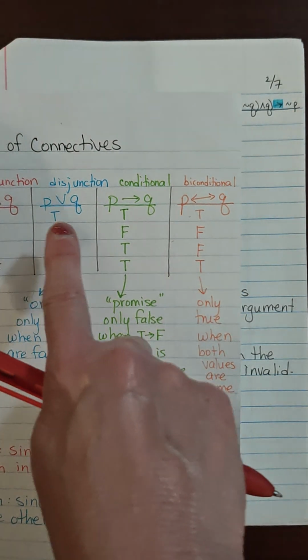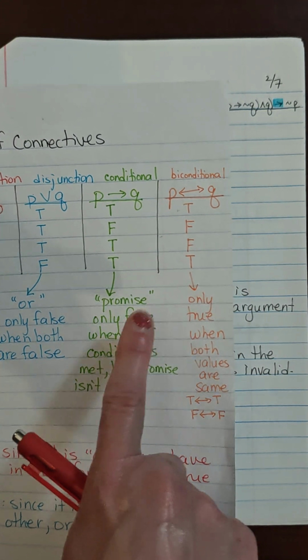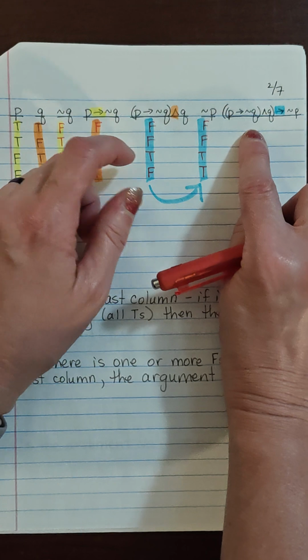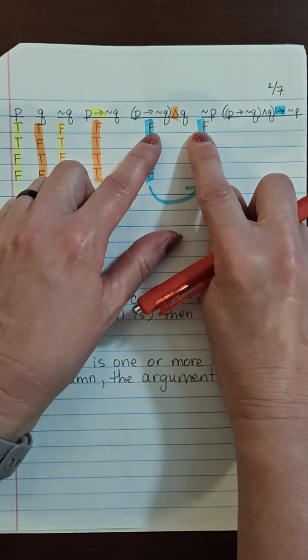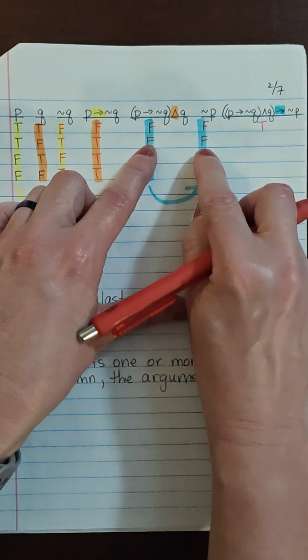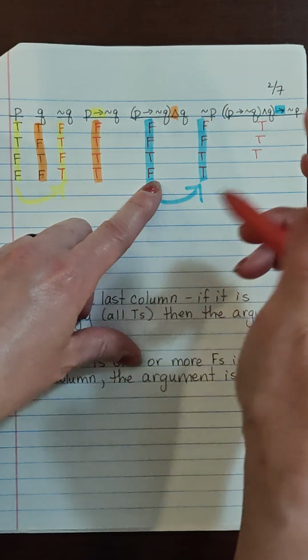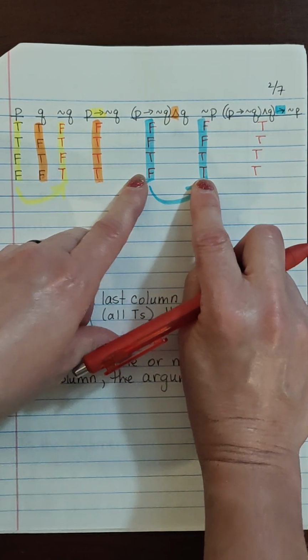The conditional statement is only false when there is a fire, but you don't call 911. All right. Only false when I go from true to false. Okay, false to false is okay. False to false is okay. True to true is okay. False to true is okay, right? There was no fire, but you called 911 for some other reason.